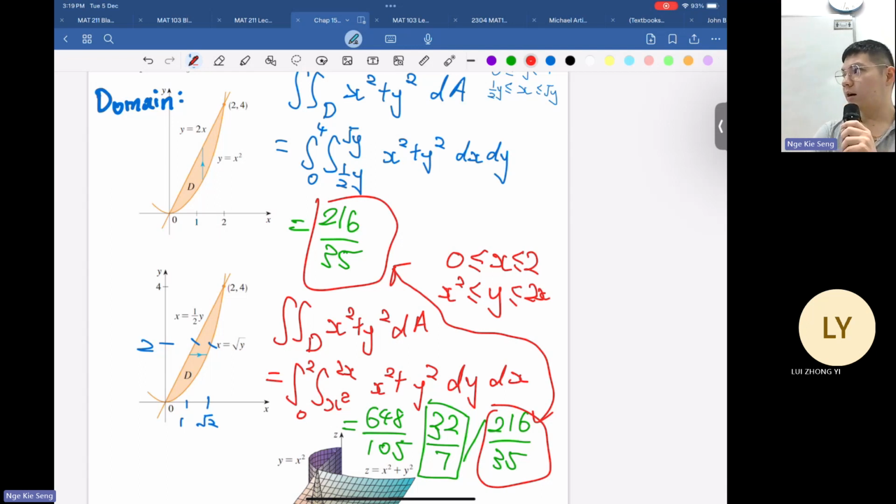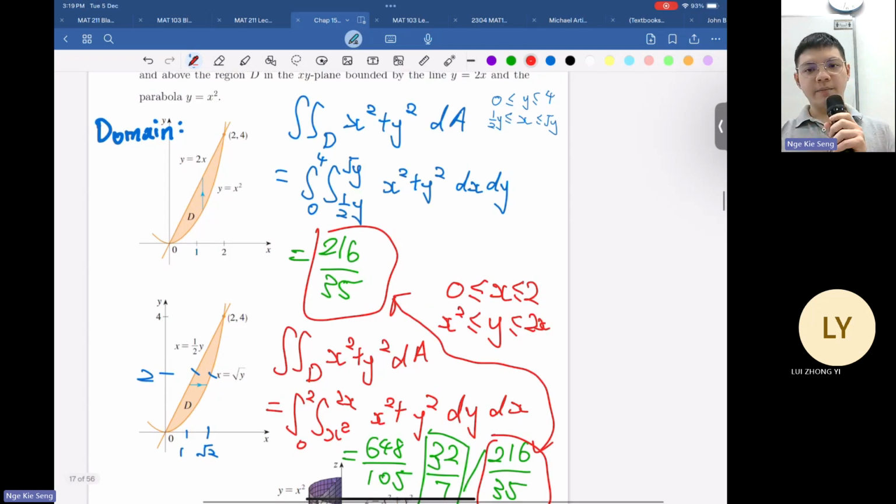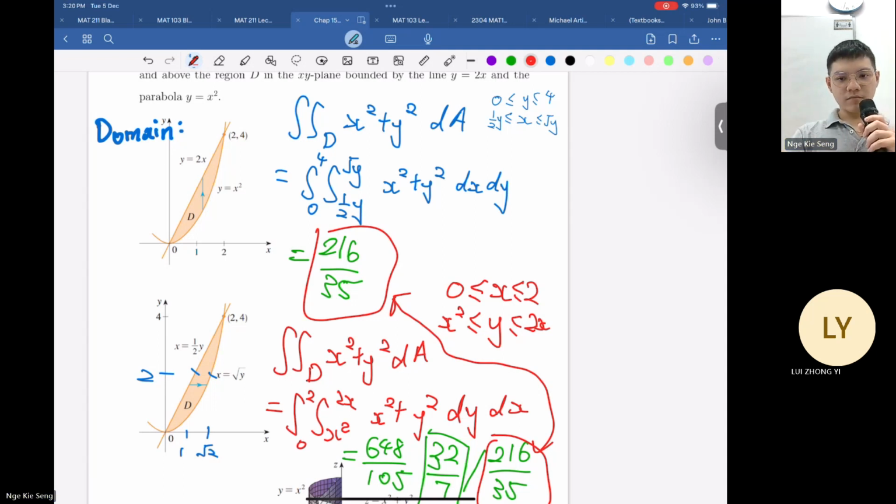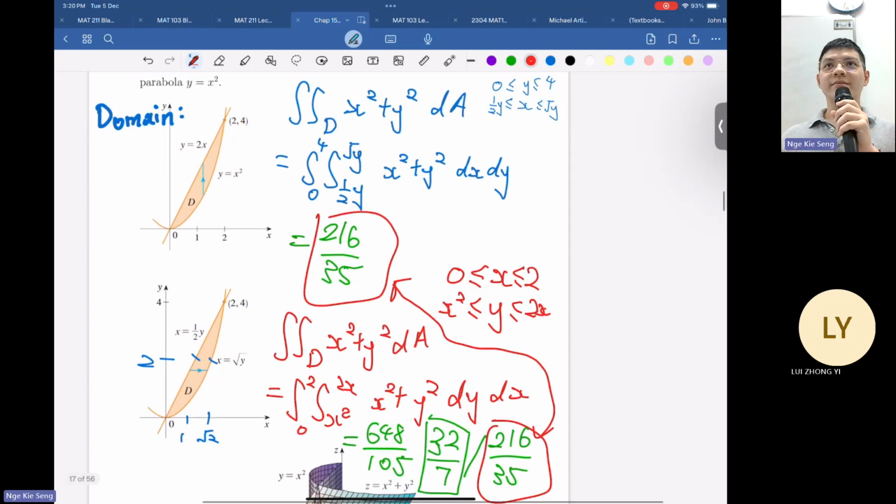Make sure you are okay with the polynomial integration. These are just polynomial integration. Okay. Others manage to get it or not? 216/35. Okay. Anything to ask about the calculation or not? Do you want to try one more example, or are we okay to skip to the next part? Can skip? Confident?